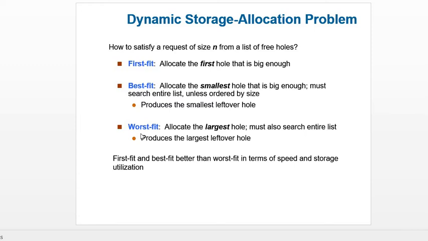Then the third one is the worst fit. We allocate the largest hole. This also searches the entire list, but since we are allocating the largest hole for a particular request, the leftover hole will be very large. So here the wastage of memory is more. First fit and best fit work better than worst fit in terms of speed and storage utilization. To understand these three strategies, we'll take an example and see how it works.